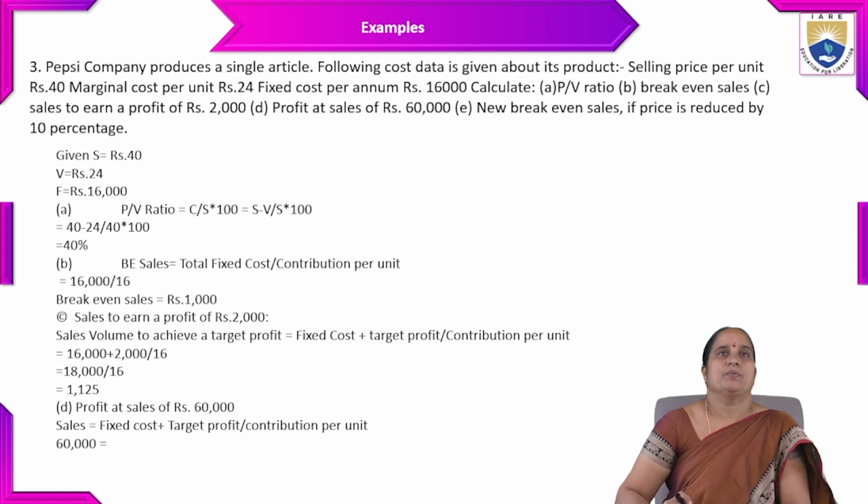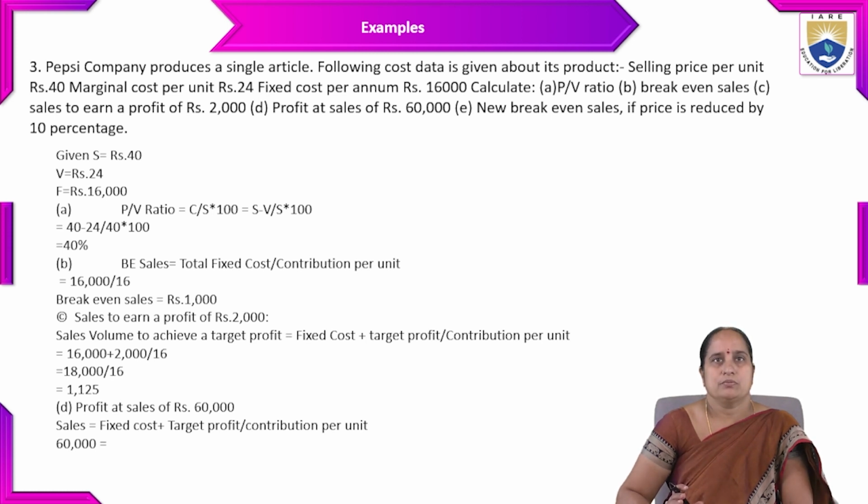And one more problem: Pepsi company produces a single article. The following cost data is given about its product. So some data related to the cost is exhibited in the example. Using that data, we have to find out different points. First one is PV ratio. Second, break-even sales. Third one, sales to earn a profit of 2,000. And profit at sales of rupees 60,000. And new break-even sales if price is reduced by 10%. So first one is PV ratio.